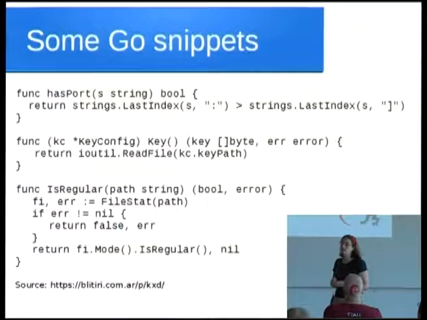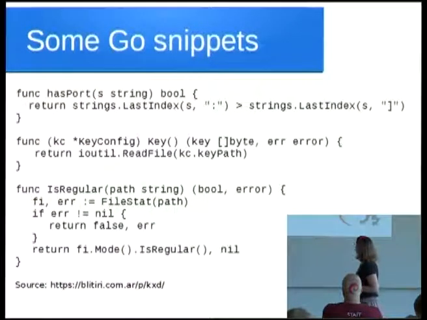Then the next function is a function that is associated to a type. The parentheses that come before the name of the function, this KC KeyConfig, is the type to which this function is associated. So this is a method of the KeyConfig class, speaking in Java terms. And KC is the name that you will use to access the instance. What in Java is this, and what in Python is usually self, but you can rename it to whatever you want, is this KC here. And this one, because it starts with an uppercase K, is an exported function.